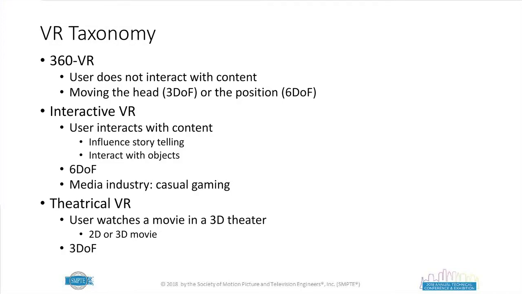What I call the 360 VR is the one we all are thinking about. It's when you do not interact with the movie or the content, but you are able to move around. If you are just moving like that, it's what we call 3DOF, 3 degrees of freedom, or you may even move inside the world, in which case it's 6 degrees of freedom. So we may have the two. But you are not interacting. That means the flow of the story of the video is the same.